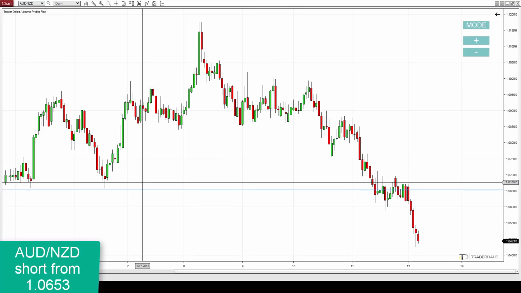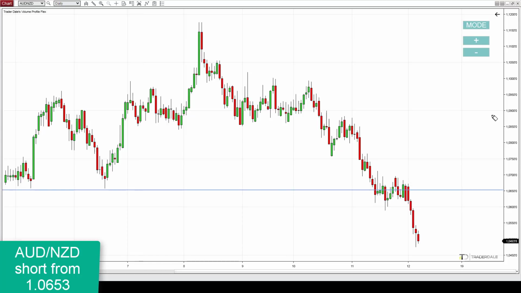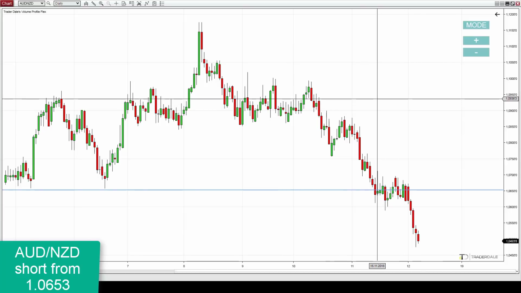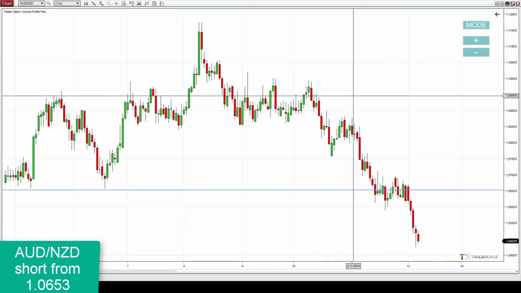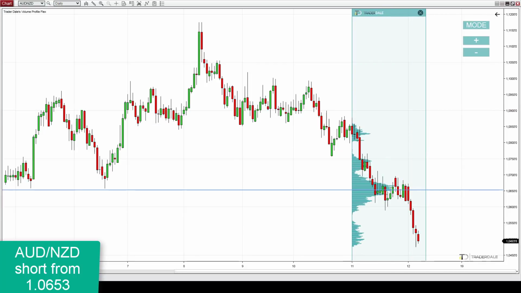So here you can see an Australian dollar, New Zealand dollar daily chart, and this is a pretty strong sell-off that we can see right there. And as I said, with the intraday trades, I look for significant volumes within the trend when there is a trend like this. Alright, so in this case I'll use the flexible profile to look into this selling activity. And as you can see, the heaviest volumes in this sell-off got accumulated right there.